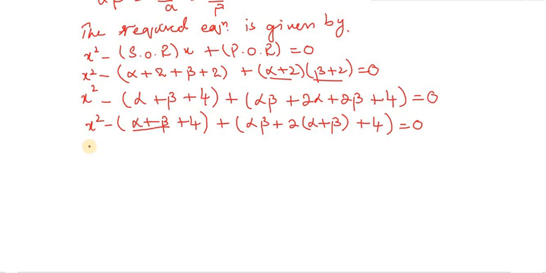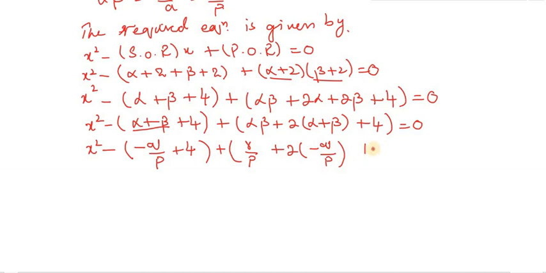So we put the values of the sum of the roots and the product of the roots. That means alpha plus beta and the product alpha beta. Minus (alpha plus beta) is minus q upon p, plus 4, plus alpha beta is r upon p, plus twice of (alpha plus beta) is minus q upon p, plus 4 equal to 0.